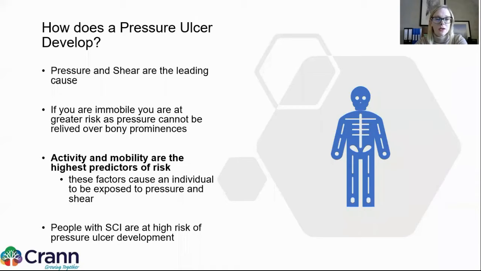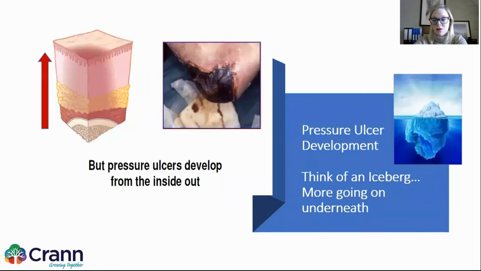So these are the factors that cause an individual to be exposed to pressure and shear, and people with spinal injuries are at high risk of pressure ulcer development, basically because, depending on where the level of your injury is, whether you're able to move and adjust your position or not, some people are, some people aren't. And if there's constant pressure over a bony prominence, that's why you're at risk of pressure and also at risk of shear. That's just why you're at more risk of pressure ulcer development, through no fault of your own.